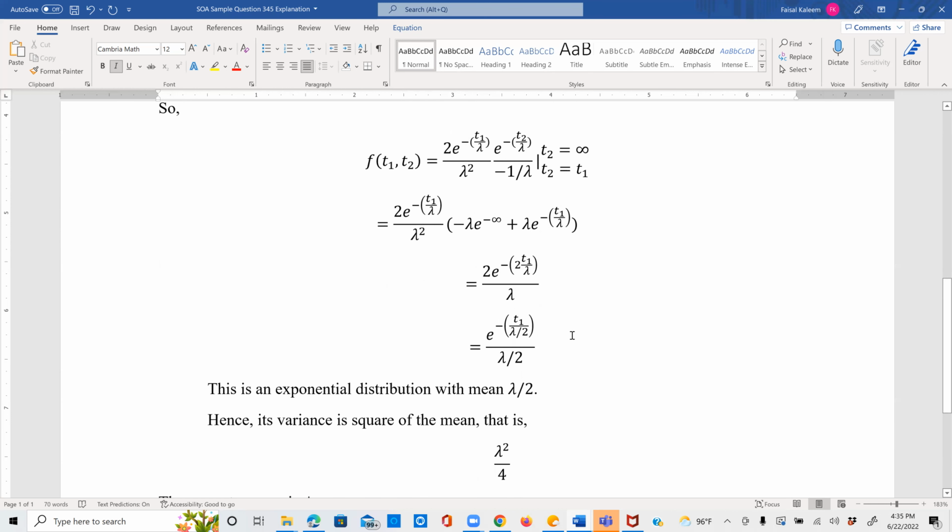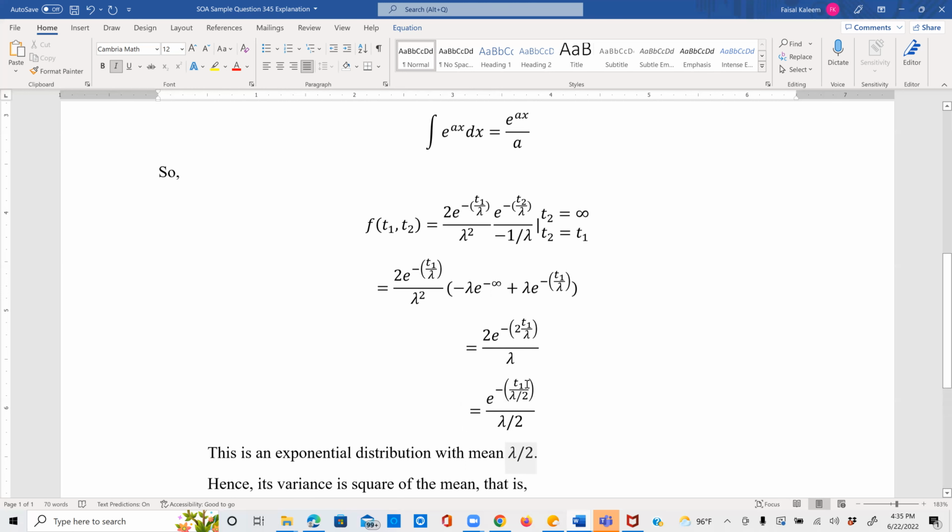And now if we write this as negative T1 by lambda by 2, and here also if we take this 2 underneath this lambda, we recognize that this is an exponential distribution with mean lambda by 2, because we know that the PDF of an exponential distribution is e to the negative x by m times 1 by m. So m in this case is lambda by 2. So this is exponential with mean lambda by 2.